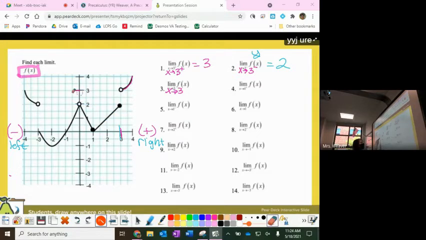Okay, so we've looked from the left and the right, and now the question is, what is the limit of the function at x equals 3? Well, those two slides we've read so far said that it has to be approaching the same value from the right and from the left to have a limit. So because those are not equal from the left and right, the limit of this function at 3 does not exist.